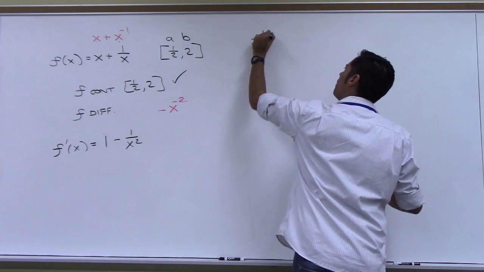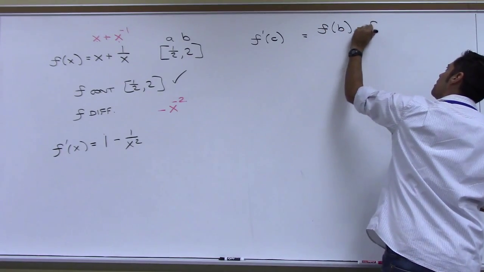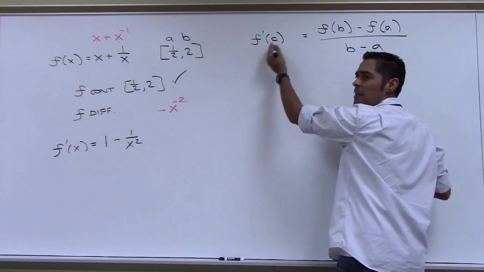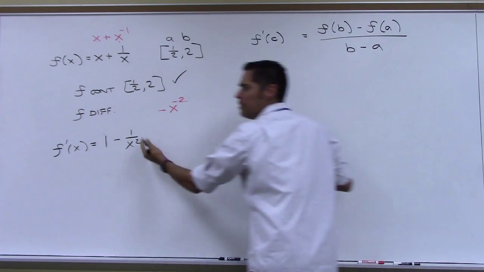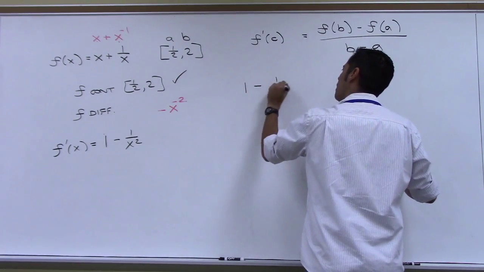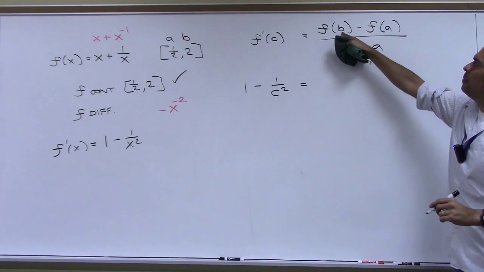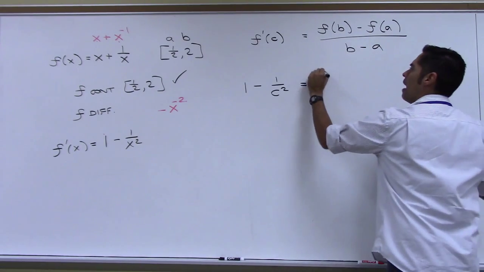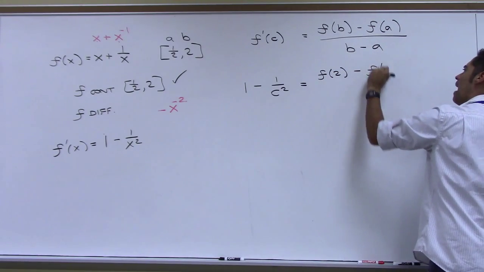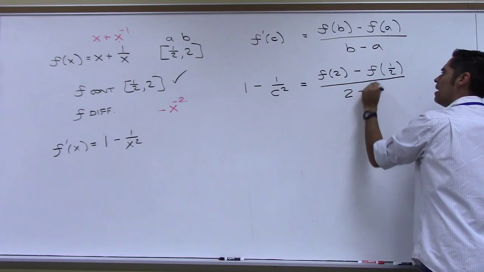So f prime of c equals f of b minus f of a over b minus a, which for me, the derivative at c is this derivative, plug c in, right? So that's just 1 minus 1 over c squared. That must equal, okay, f of b is really f of 2. Take away f of a, which is f of 1/2, over b, which is 2 minus 1/2.